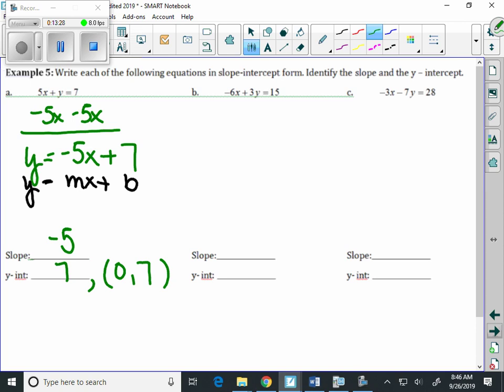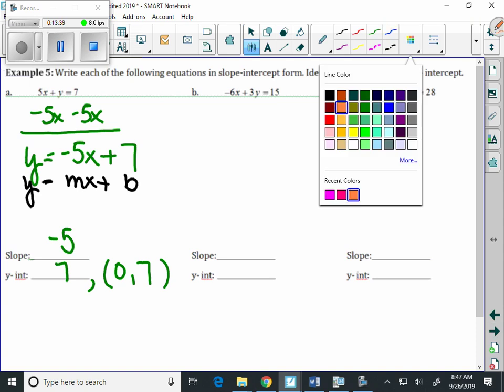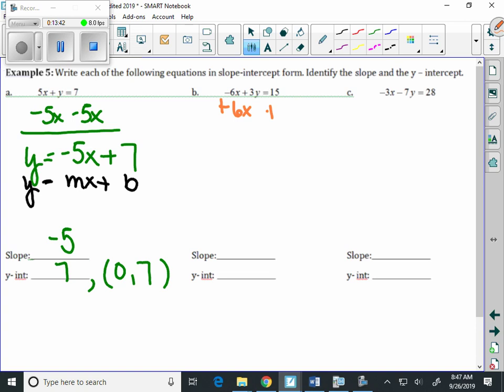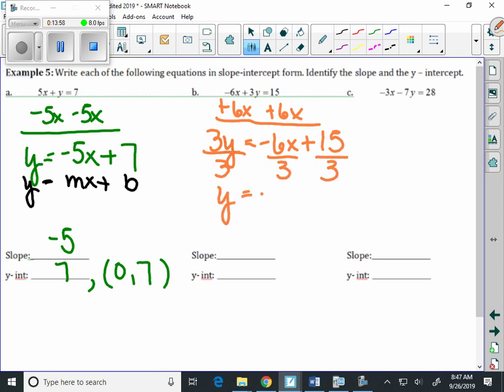Same idea. On the next two, we need to solve for y. That's putting the equation into slope-intercept form, y equals mx plus b. So we're going to add 6x to both sides, and we end up with 3y equals negative 6x plus 15. Divide everything by 3, and we get y equals negative 2x plus 5. 15 divided by 3 is 5. Negative 6 divided by 3 is -2.